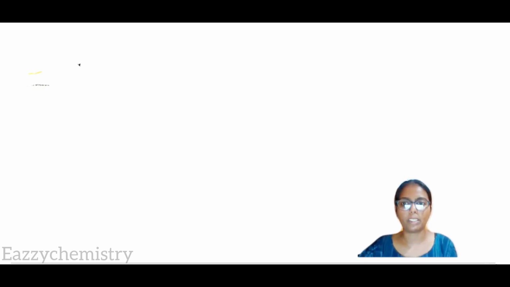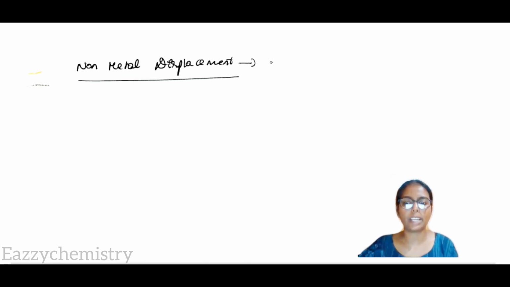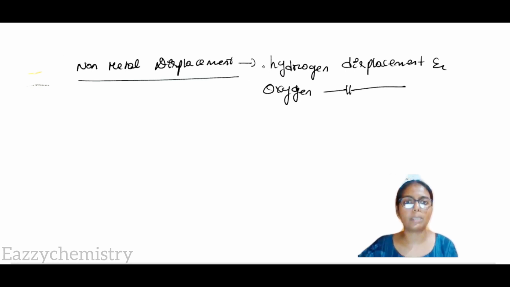Next one is non-metal displacement reaction. Let's look at what is meant by the non-metal displacement reaction. It is a kind of reaction in which we can find hydrogen displacement, and sometimes we can also find oxygen displacement. Here in the non-metal displacement, there is no metal displacement taking place, but particularly hydrogen and oxygen get displaced. So this particular reaction is termed a non-metal displacement reaction.